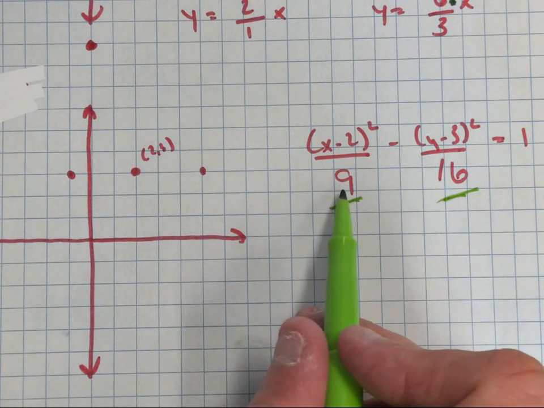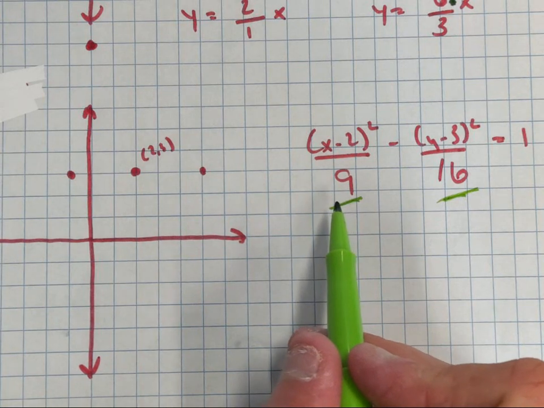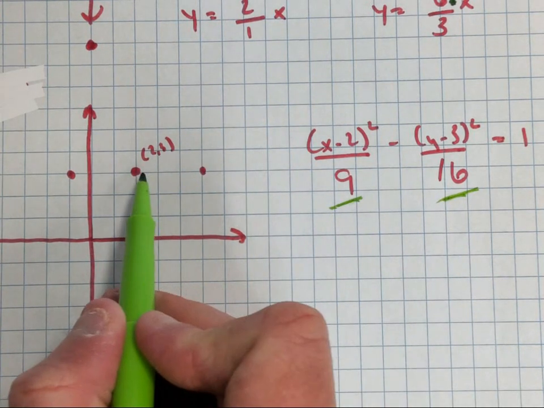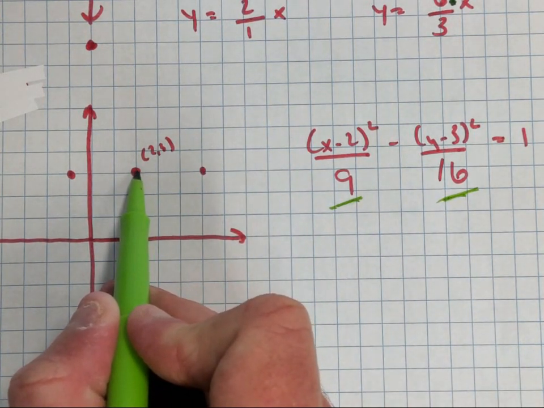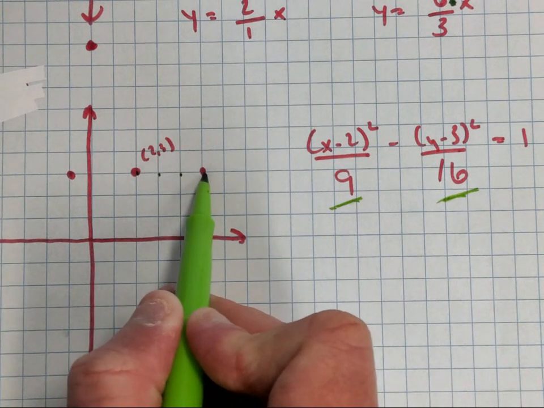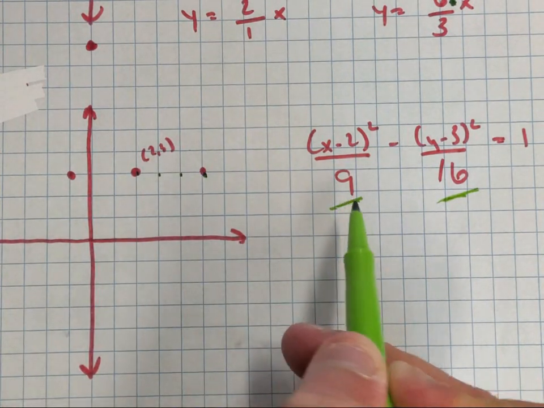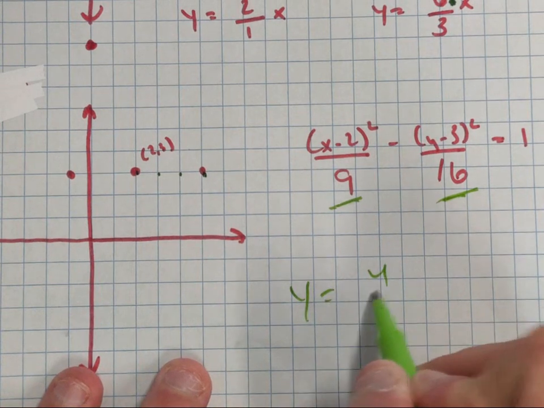Alright. Your first value is always your A value. A is the distance from the center to the vertex. How many units is this? 3. What's 3 squared? 9. Now they give you this equation right here.